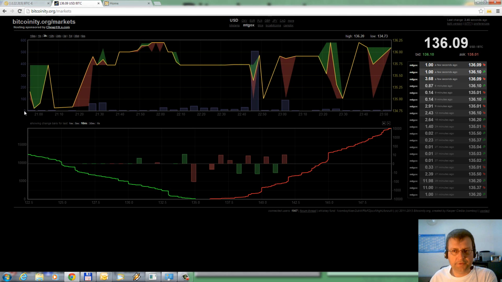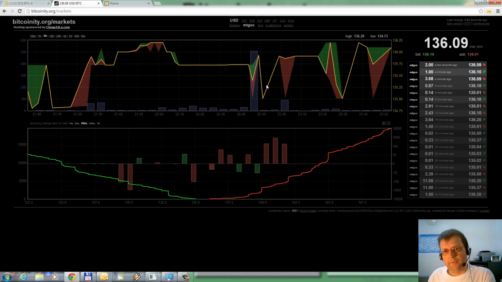So this yellow line is showing the price development at the Mt. Gox USD market for the last 3 hours. These red and green areas are just the minimum and maximum price, and you can consider the yellow line as the current trading price at this Bitcoin exchange.